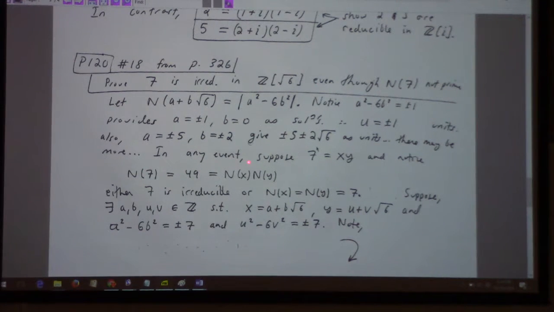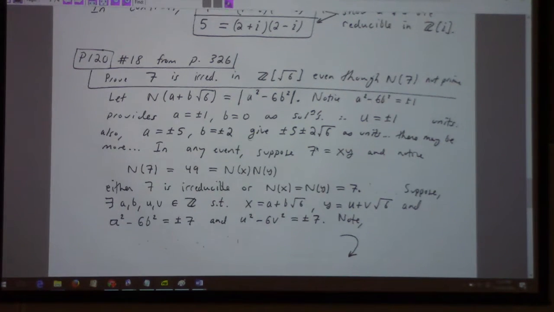Anyway, suppose 7 equals xy, so the norm of 7 is 49. So we have to have both of these being 7. Now, if that's going to be 7, that means we're looking for x equal to a plus b root 6, and y like that, such that a squared minus 6b squared is plus or minus 7, and u squared minus 6v squared is plus or minus 7.